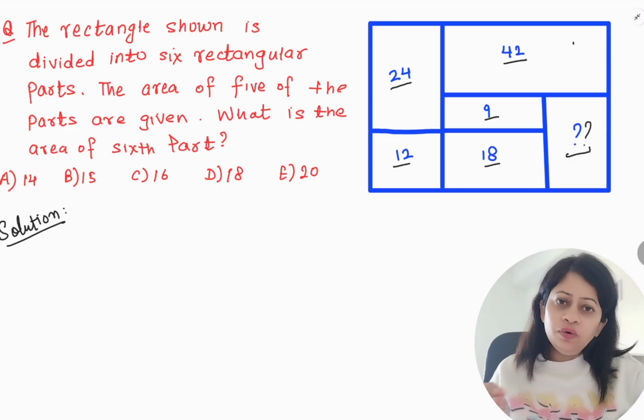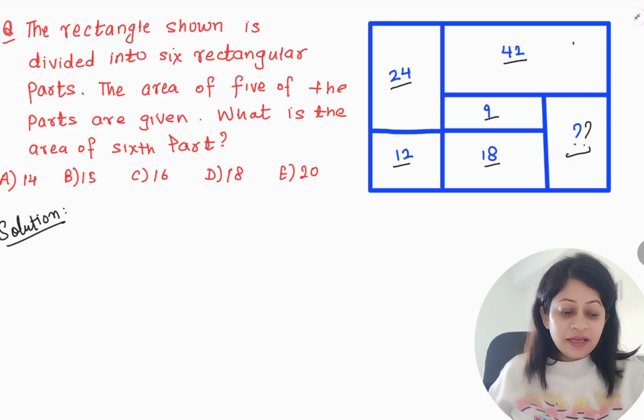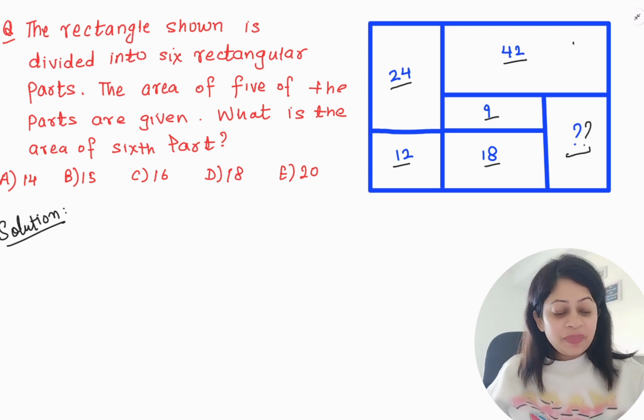Whatever is the unit, we do not know that, okay? So whatever is the unit, that will be the same for every rectangle, meter or centimeter, like that. They are giving us options that the area of this sixth part will be 14, 15, 16, 18 or 20, right? So let us proceed with this question.